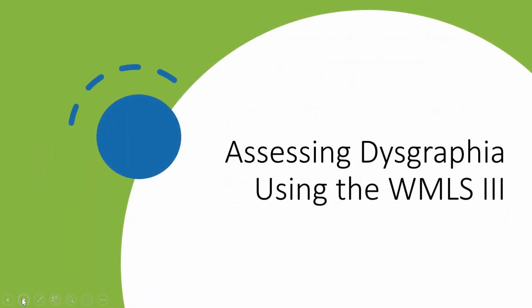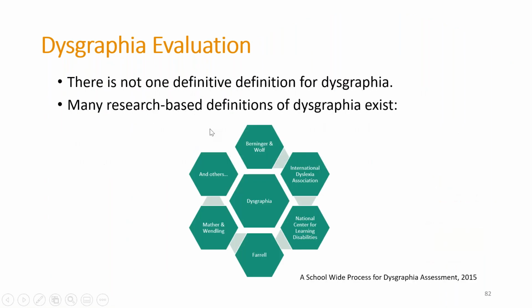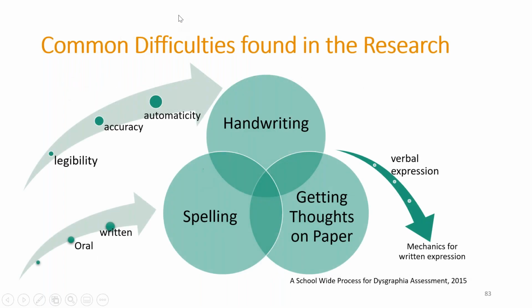So also for dysgraphia, and I need to update this, we have updated the handbook, it's been revised, but chapter 5 is pretty much still intact. No major changes were made to the dyslexia piece. But we know that there are a lot of different definitions of dysgraphia out there. But the common difficulties found in the research for dysgraphia are around handwriting, spelling, and then getting thoughts on paper. So we've got overlap there.